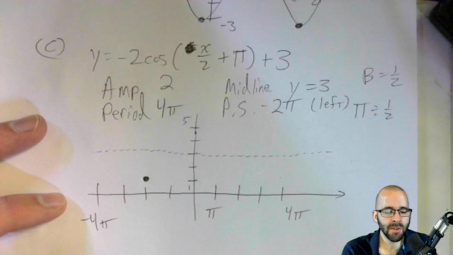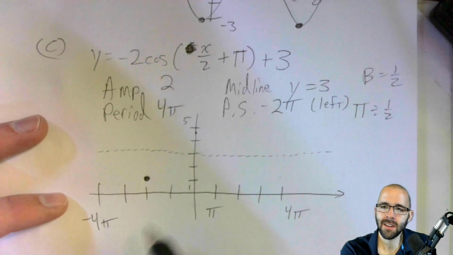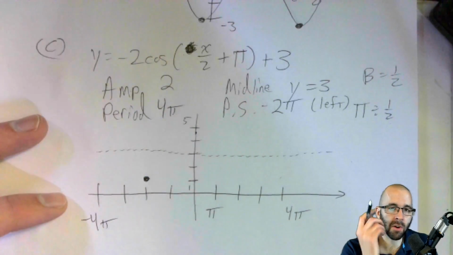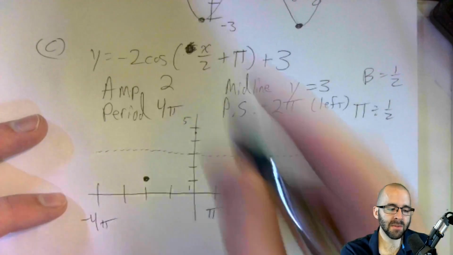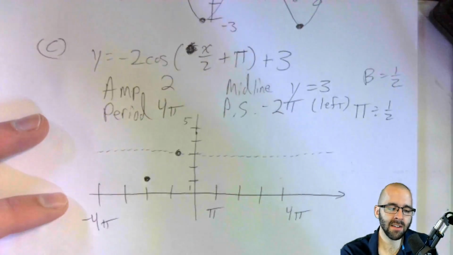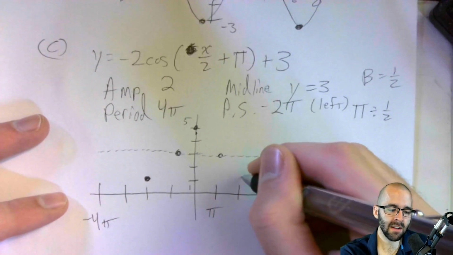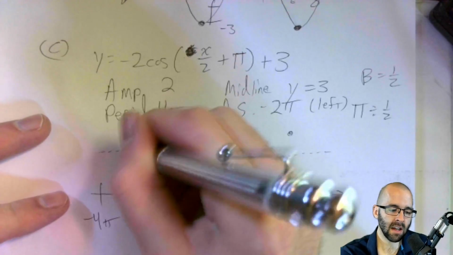Because once you do that, we already divided our period into 4 parts. So now every hash of our period, we either go to the midline or the minimum or maximum. We're already at the minimum, so the only place we can go is to the midline. Only place we can go after that is maximum, midline, minimum, midline, maximum, etc.